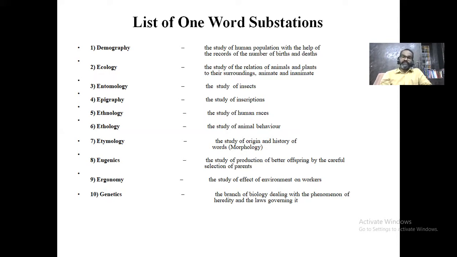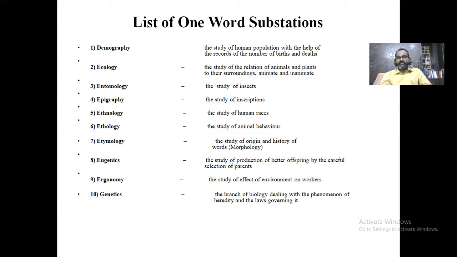Ethnology is the study of human races: how many races have come up to now. Sociology is the study of the complete social life of the people. Anthropology is about the beginning of the people. If you know the words and the differences, you understand that.